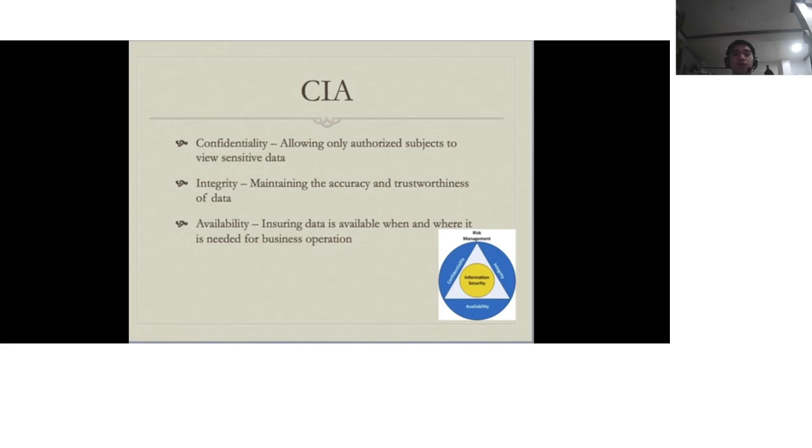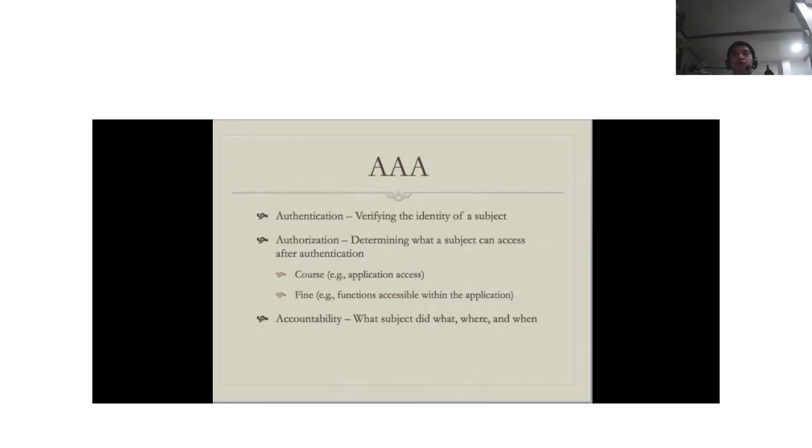So next we have the triple A, no? Triple A, so authentication, authorization, and accountability. So authentication is the process of verifying, okay? So verifying the identity of a subject.